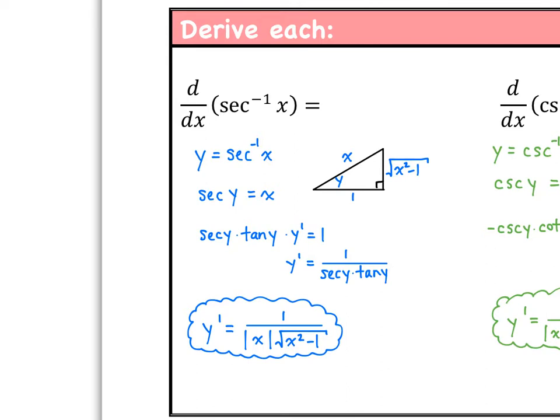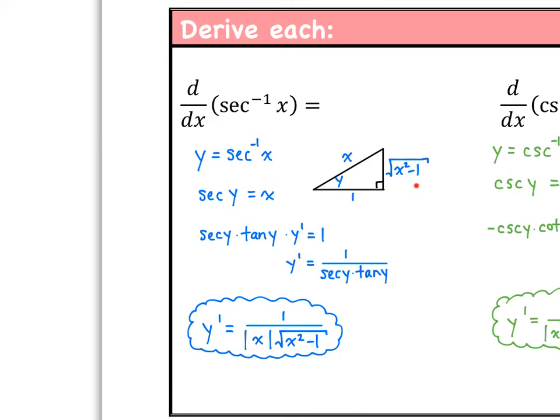So if I want to figure out the derivative of arc secant of x, I would let y be the arc secant of x, so that means the secant of y equals x. Now I'm going to get into my triangle. If I draw my right triangle, y is my angle. Then if the secant of y equals x, I know my hypotenuse is x, the adjacent side is 1, and then using the Pythagorean theorem, we can find that the third side is the square root of x squared minus 1.